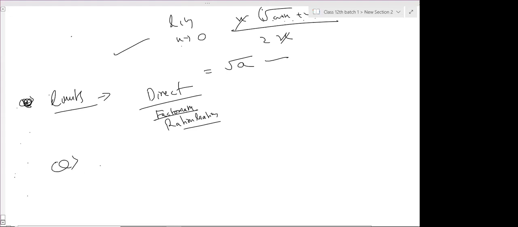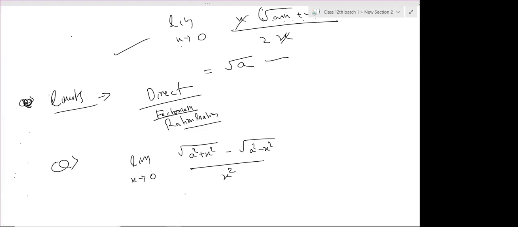Solve this question. Limit x tending to 0, under root a square plus x square minus under root a square minus x square upon x square. Try to find this.